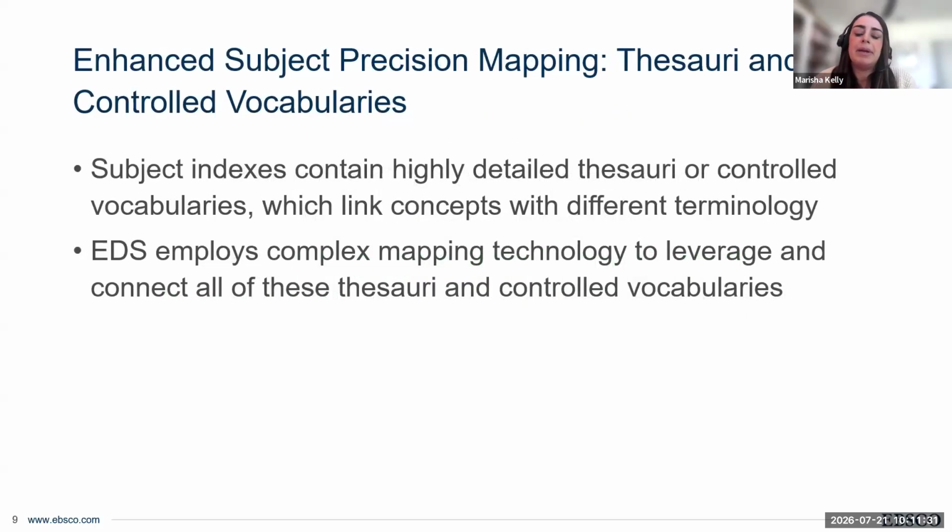And then EDS, again, also uses something that we call enhanced subject precision mapping. So really, it's a way for discovery to leverage and connect the thesauri and controlled vocabularies across all of these subject indexing providers to provide more targeted results. So we'll take a look at this when we go into the live environment. I'll show you the content provider facet, which really helps illustrate all of these different content sources that we're searching, and then to build out that initial result set as part of a unified search index.